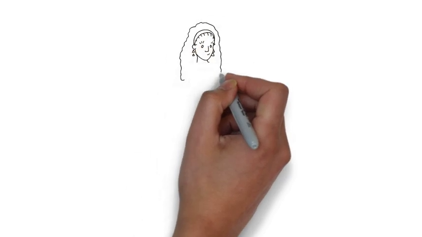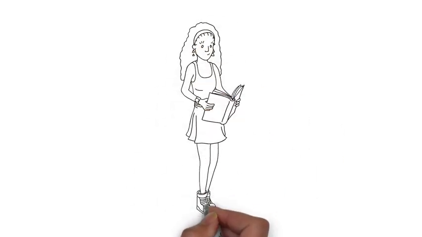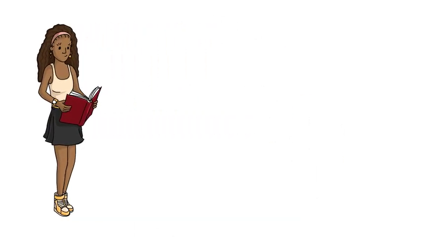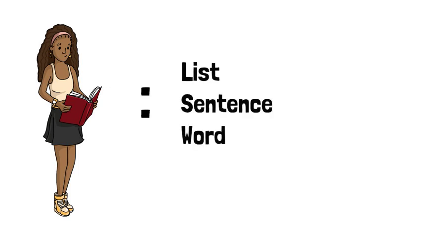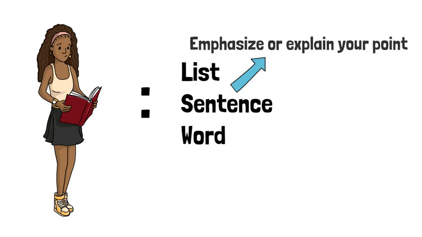Readers tend to remember the end of a sentence more than the beginning. By inserting a colon before a list, a sentence, or word, you emphasize or more deeply explain your point. Let's look at some examples and reiterate what I just said.